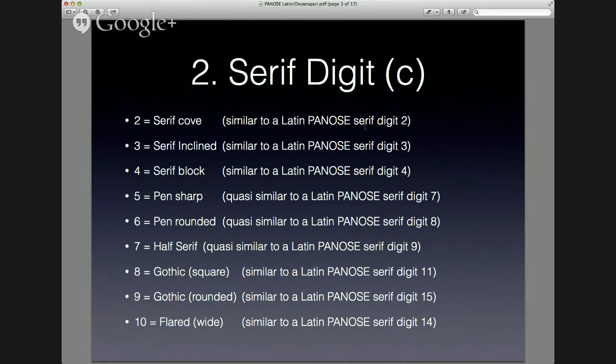What I've done here just came out of some other work that I did. So it mentions what the similar Latin PANOSE digit is, and this was done after looking at a number of different Devanagari designs, and again, Devanagari doesn't really use serifs, but you could think of the serif now as just being the way that the stroke is terminated. So it makes the most sense when you're looking at the Gothic square or the Gothic rounded. There's going to be a bunch that are that.